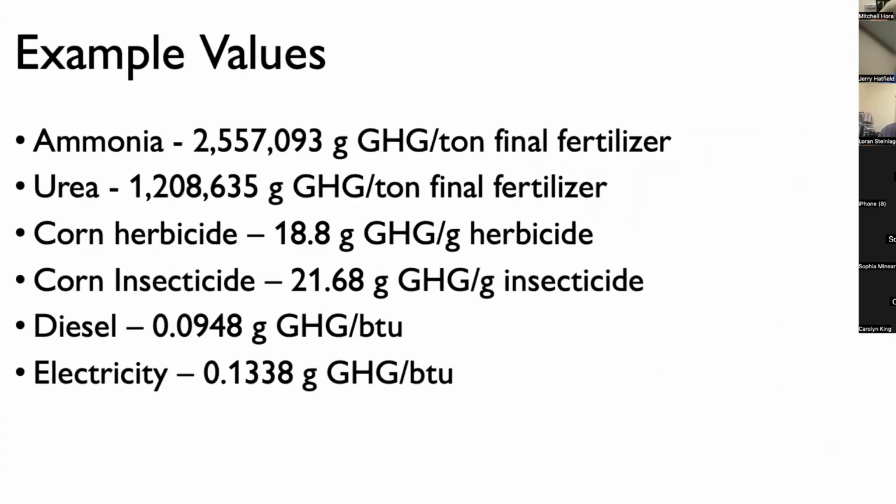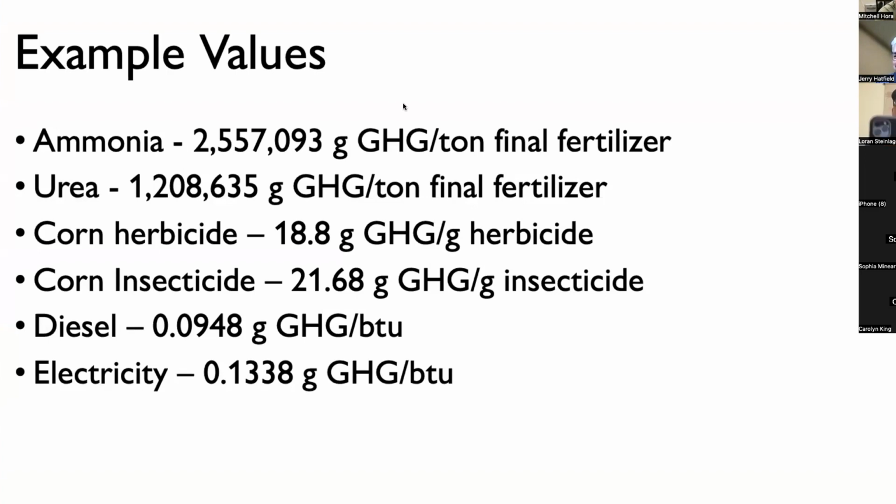So I hope so. So anyway, I pulled out some example values that the DOE has come up with in terms of their analysis. These are kind of interesting. Ammonia is 2,557,093 grams. And I converted that to tons of greenhouse gases per ton. So that's 2.88 tons of greenhouse gases per ton of fertilizer. So, I mean, it's really pretty dramatic.